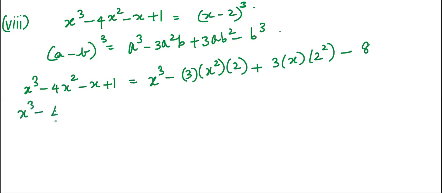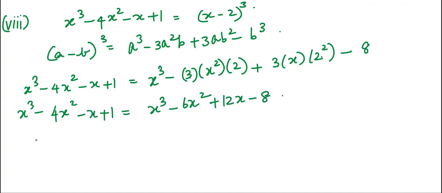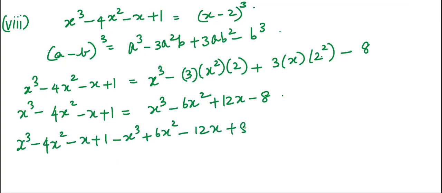So x cube minus 4x square minus x plus 1 is equal to x cube. So 3 into 2 will be 6, so minus 6x square. And this one again 3 into 4 will be 12, plus 12x minus 8. Now bring everything to one side. So now this will be x cube minus 4x square minus x plus 1 minus x cube plus 6x square, then minus 12x, then plus 8 is equal to 0. See if we can cancel anything. So there is plus x cube and minus x cube, which we can cancel.